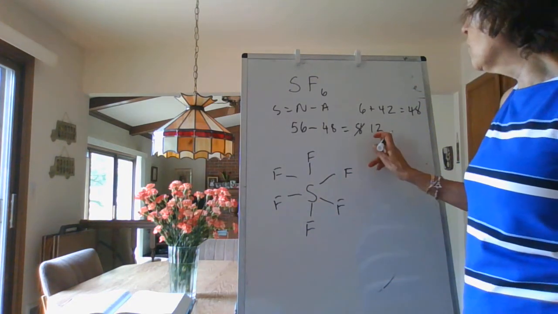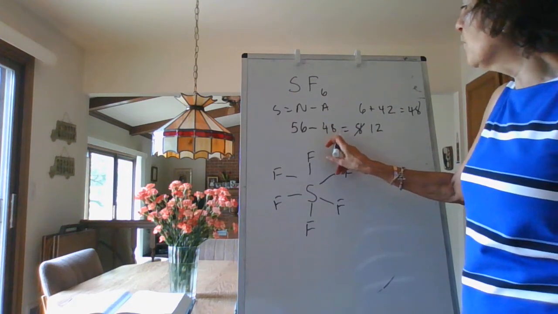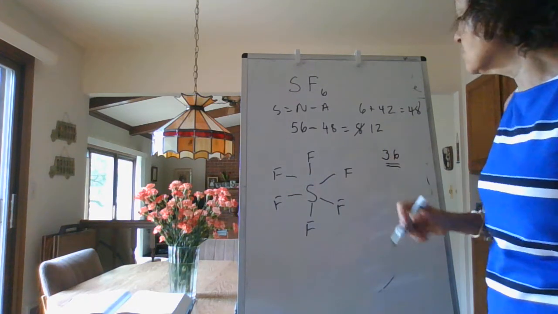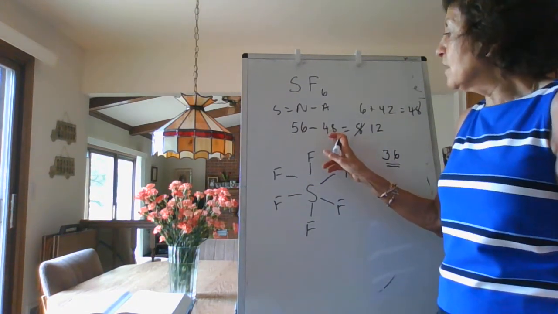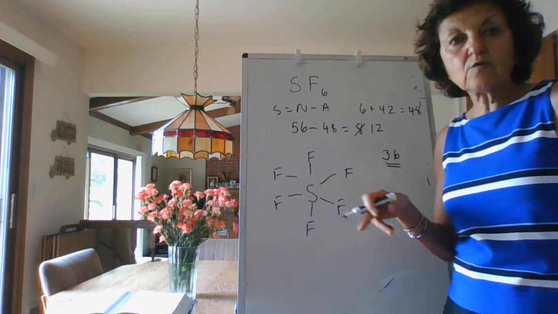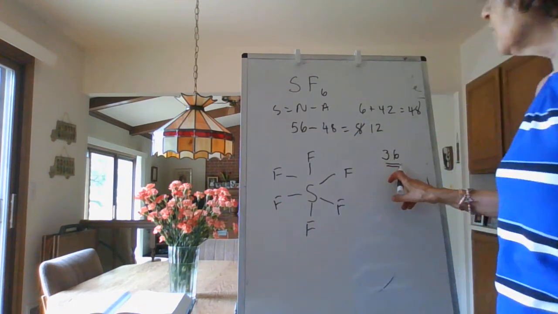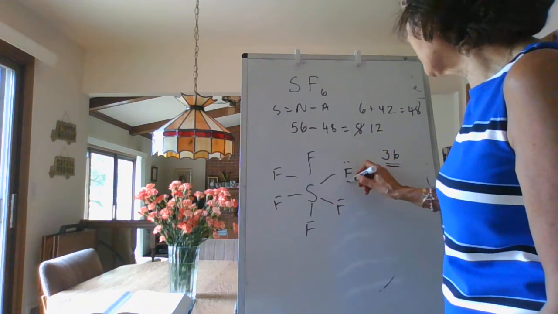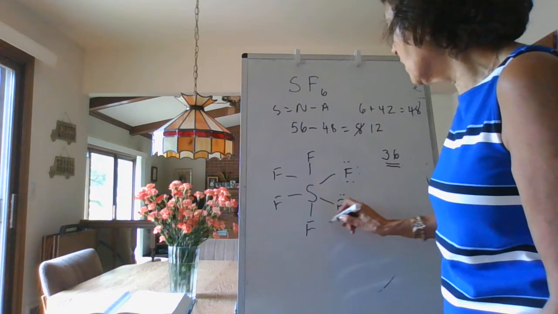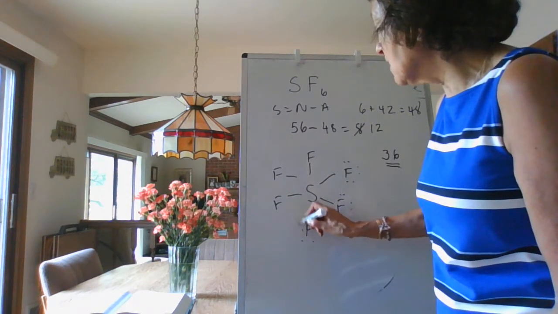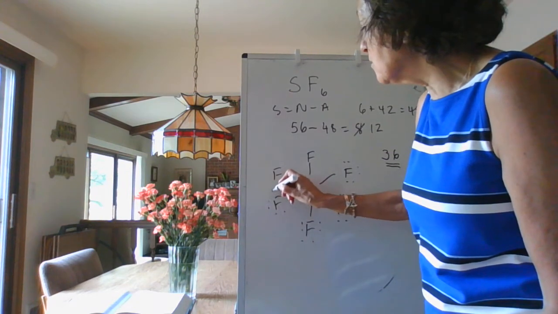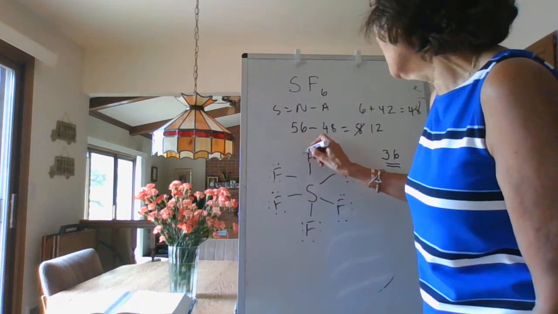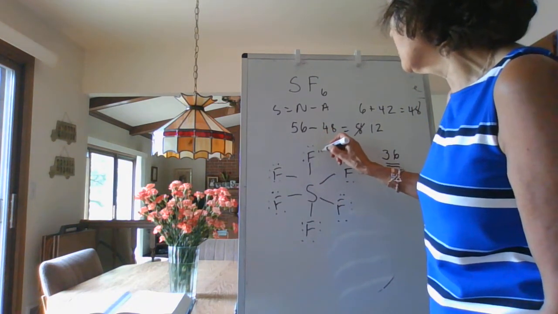Okay, so how do we know how many are remaining? 48 minus 12. So that is 36 electrons remaining. 48, remember, the A value minus the shared value gives you the remaining electrons. So we distribute these as pairs around the peripheral atoms. 1, 2, 3, 4, 5, 6, 7, 8, 9, 10, 11, 12, 13, 14, 15, 16, 17, 18, 19, 20, 21, 22, 23, 24, 25, 26, 27, 28, 29, 30, 31, 32, 33, 34, 35, 36.